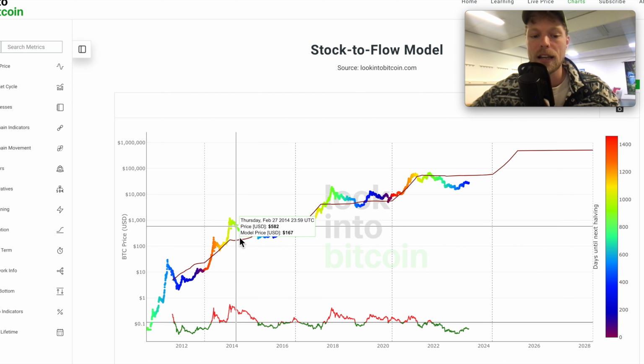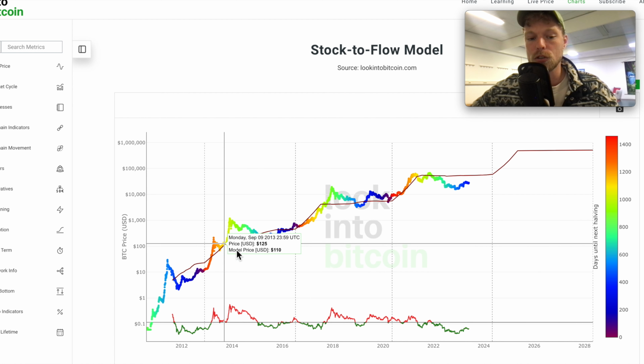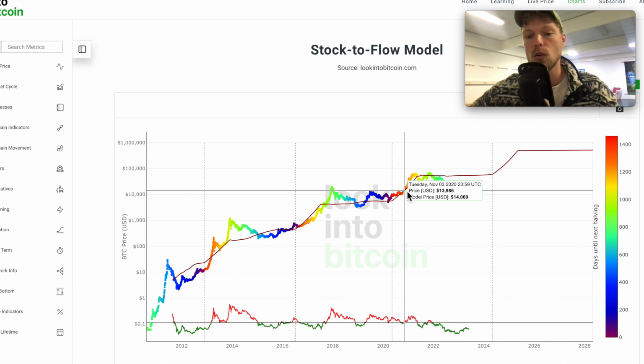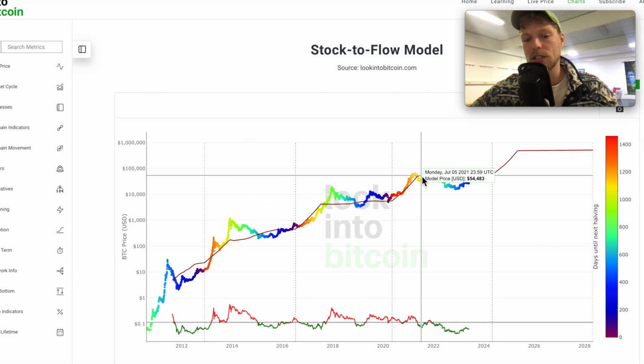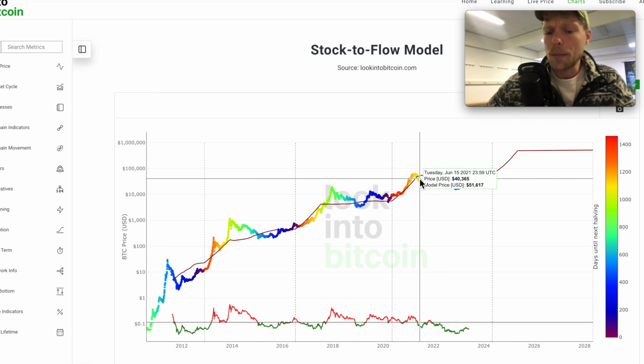So we went from a 10x overshoot of the stock to flow model to a 4x overshoot. It would make sense to have at least a 2x overshoot. The next one, but we didn't get that.